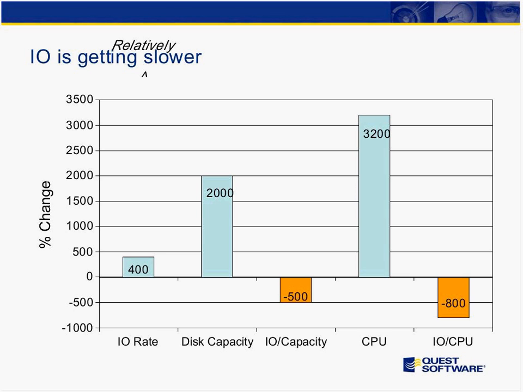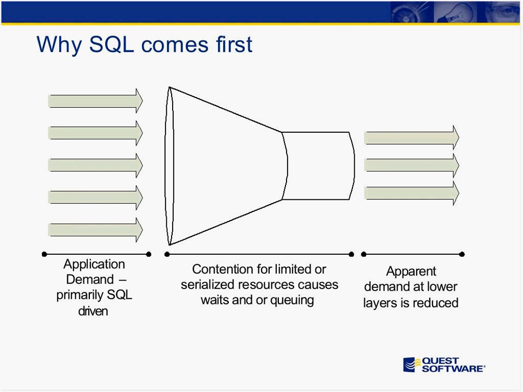The net effect of that is the I/O capacity relative to the disk capacity has decreased about 500%. Similarly, the CPU capacity has increased by a factor of 32 over the last 10 years. So the situation is even worse in that respect. The I/O rate relative to the amount of CPU capacity that we have on machines has gone down 800%. So more and more the bottlenecks are centered on our ability to actually write and read from the disk.